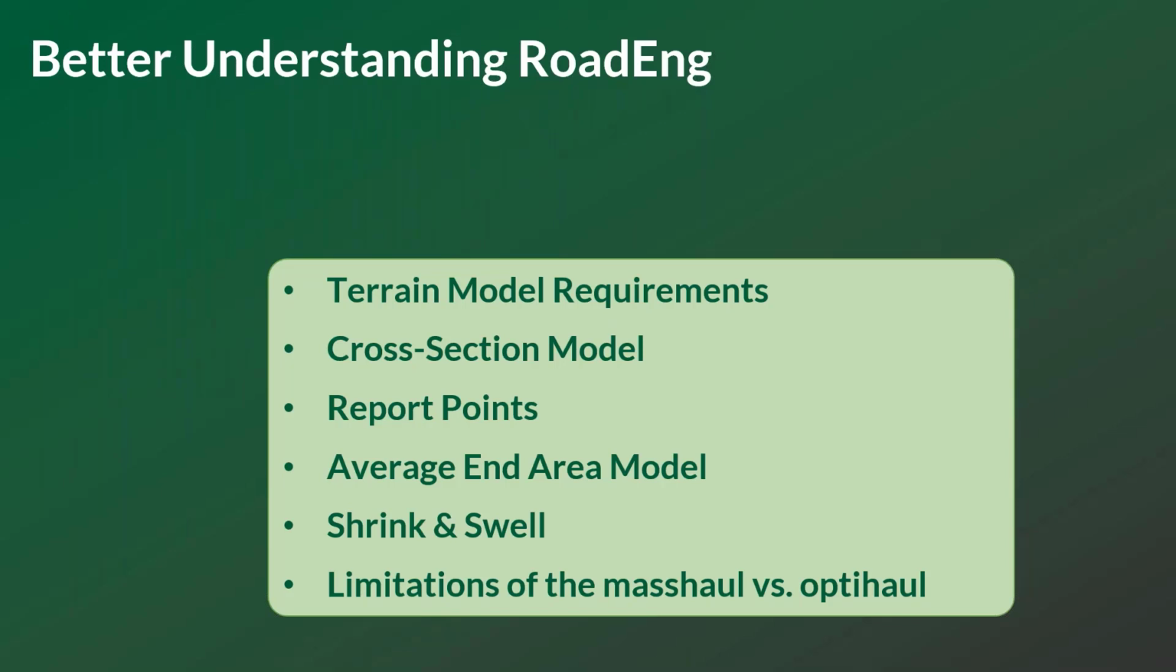Next, we're going to talk about the cross-section model that the software is built upon, and the idea of report points: what they do, how they're used, and the very important role they play in the software's volume and cross-section calculations. From there, we'll talk about 3 volume-related topics: the average end area model, expansion and compaction factors and how those apply, and the mass haul and Opti haul graphics and volume reporting methods, including some limitations of the mass haul and why you might want to use the Opti haul.